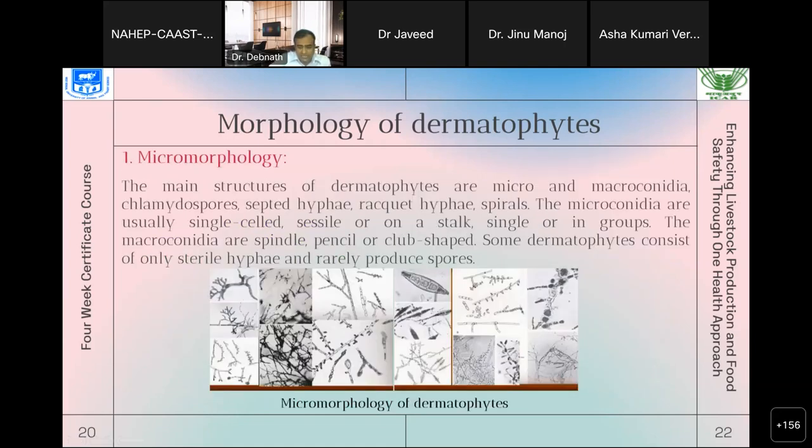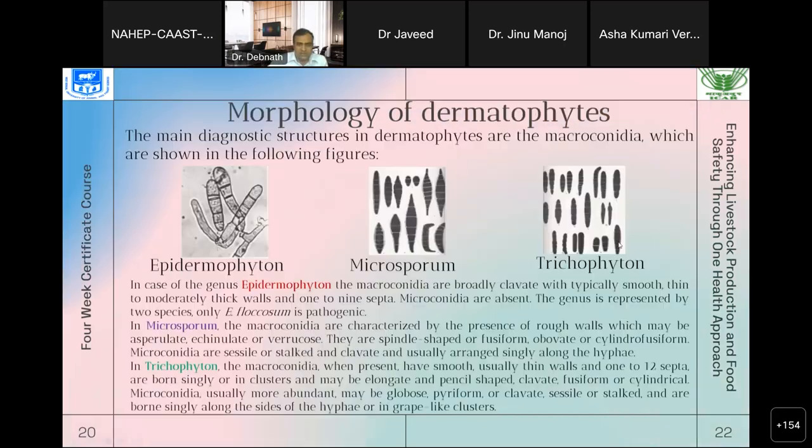Now, micromorphology is another important site for diagnosing fungal species, particularly dermatophyte species. In micromorphology, we take a small amount of culture and stain it with lactophenol cotton blue and see under the microscope different microstructures like the conidia, macroconidia, microconidia, their shape, presentation, arrangement, everything. Besides the conidia, the hyphae also guide us to identify a particular species of dermatophyte.